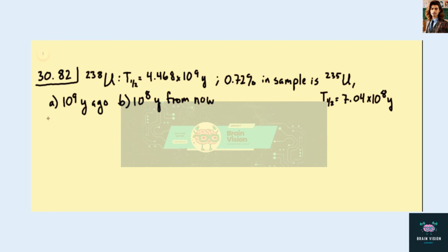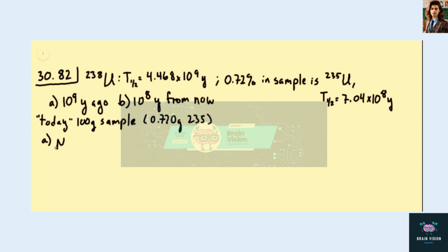So just to make this easier, let's assume that today, because we're not told what the size of the sample is, we could do it just in terms of percentages, but since the total amount changes over time, it's a little bit tedious. So let's just say we have a 100-gram sample, and because at the end of each part we're doing a percentage, it doesn't really matter what arbitrary amount we choose. So 0.720 grams of the 235 today.